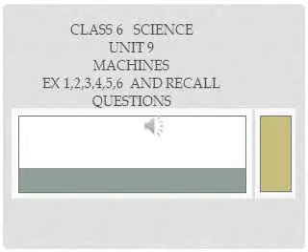We are studying unit number 9, force and machine. In this lecture, we will do exercise number 1, 2, 3, 4, 5, 6, and recall questions. Do exercise number 1, 2, and 4 on your book, and do exercise number 3, 5, 6 and all recall questions on your notebook.